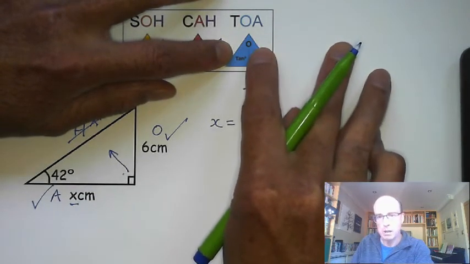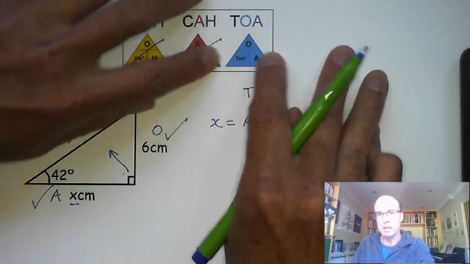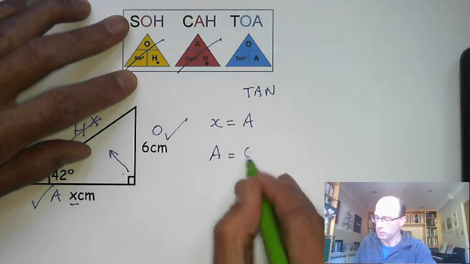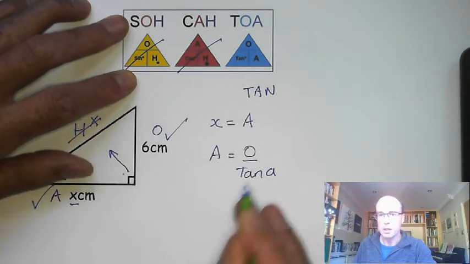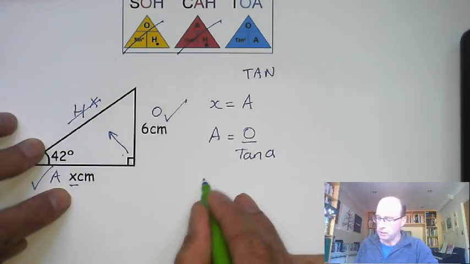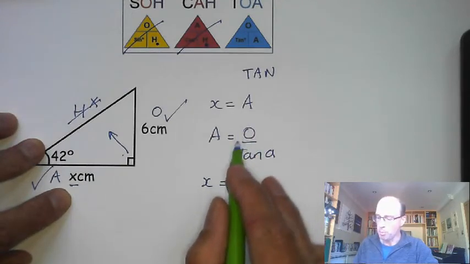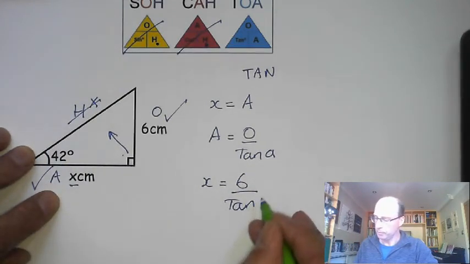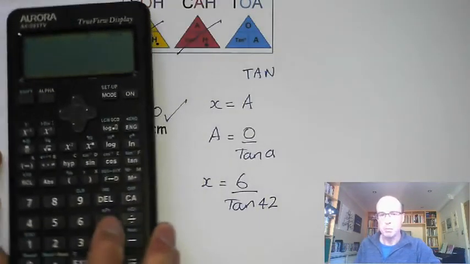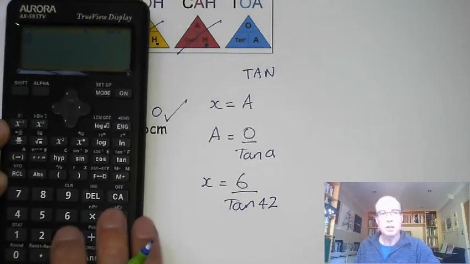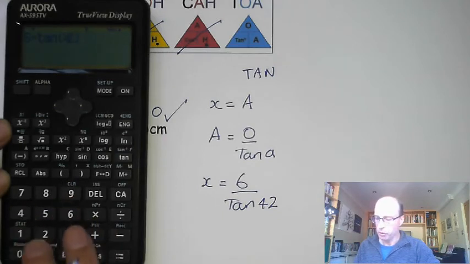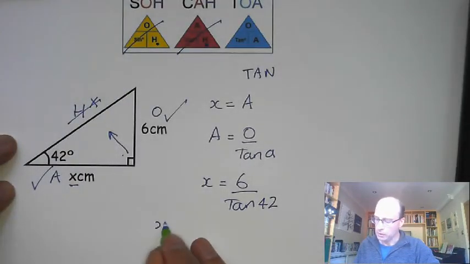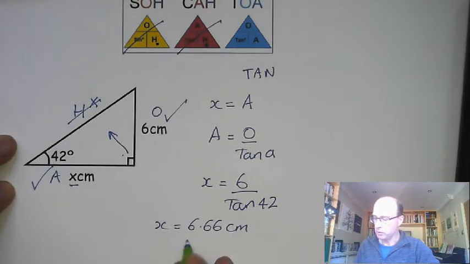So to work out A, cover it up, what's it tell me? I need to take my O and divide it by my tangent. So we've got my A is equal to, so cover it up, O divided by tan A. Substitute those values in. We've got adjacent side is equal to x, the value that we're trying to solve for, and it's equal to my opposite side, which is 6 centimetres, divided by the tan of 42 degrees. 6 divided by tan 42. We can pop that into our calculator. Hit the equals, and we've got 6.66. So x is equal to 6.66 centimetres.